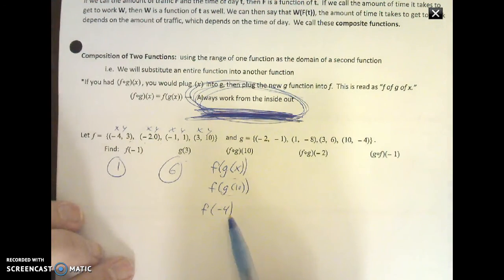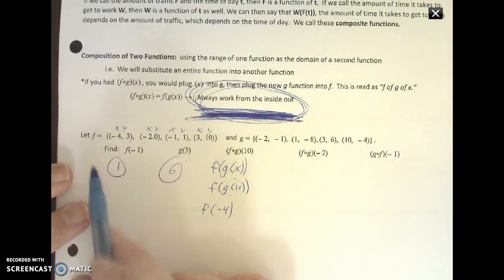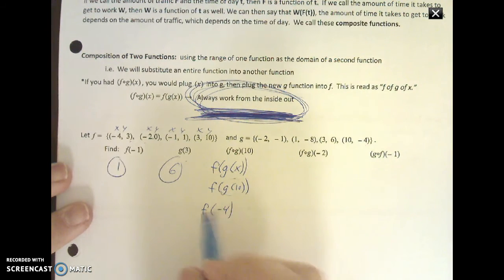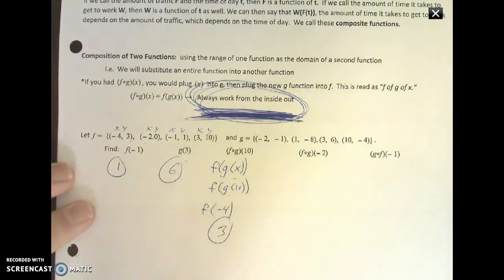Well, now I look at -4 for f. 3. Done. See how simple it is? That's all we're doing today.